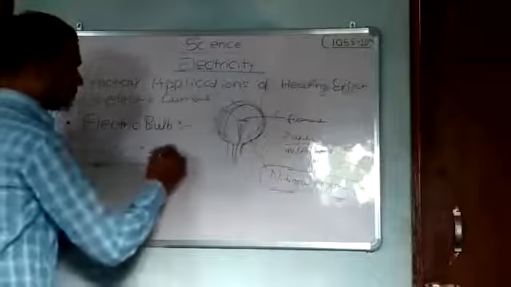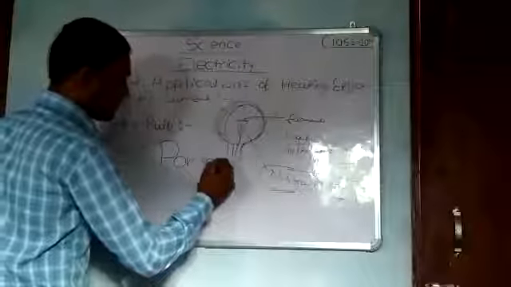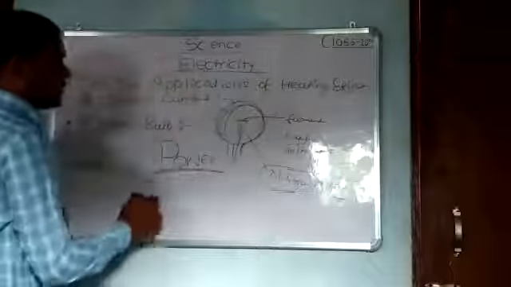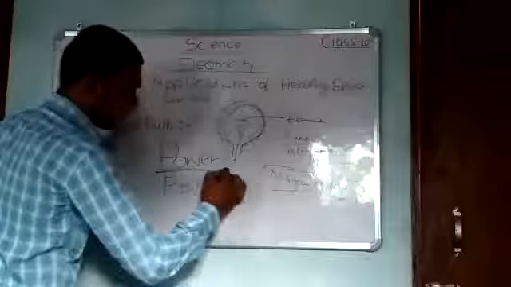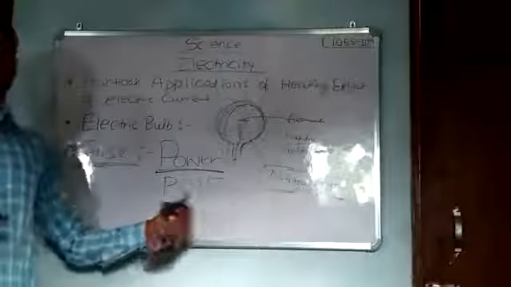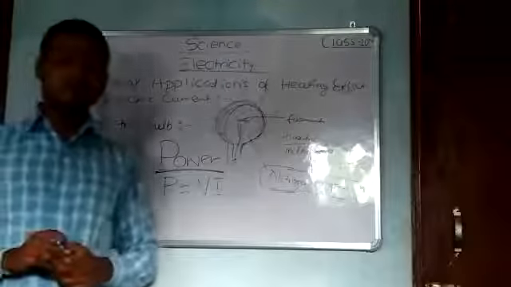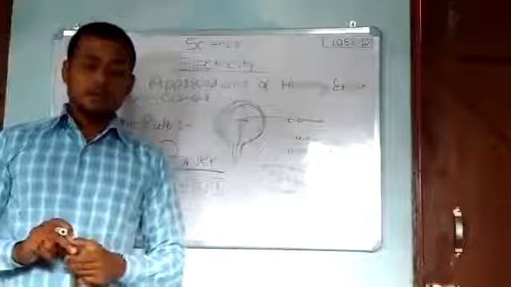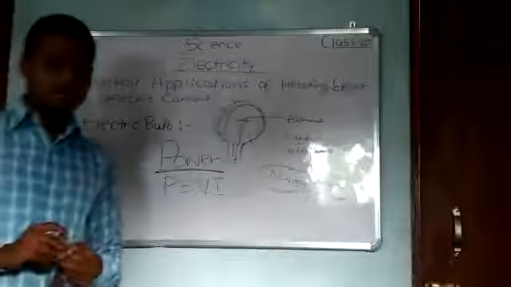Power. What is power? We know that power is the product of the potential difference and the current flowing through it. In the previous lecture, we observed this relation. The product of potential difference and current is equal to power. If we apply Ohm's law, then it becomes what?